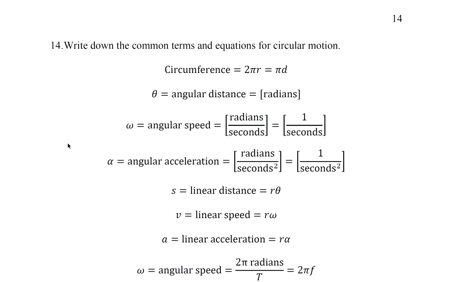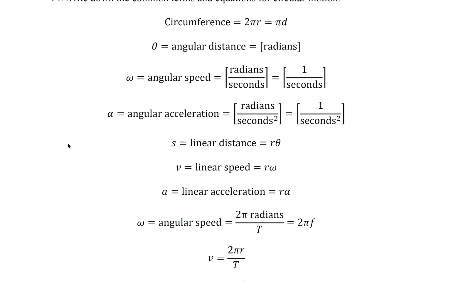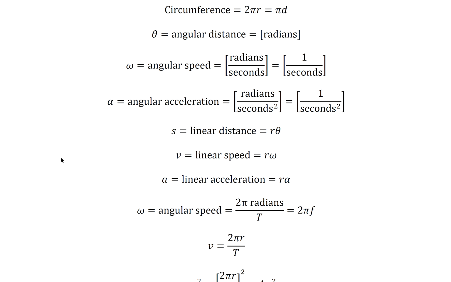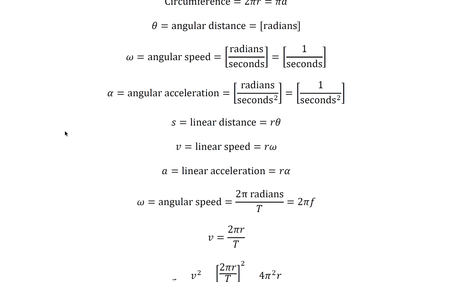So question 14, write down the common terms and equations for circular motion. So here we go. Circumference is 2 pi r or pi diameter. Angular distance is theta, radians. Angular speed is omega, 1 over seconds. Angular acceleration is 1 over seconds squared. People say radians is not a real unit. S is linear distance, V is linear speed, A is linear acceleration.